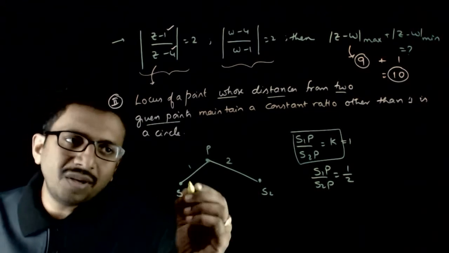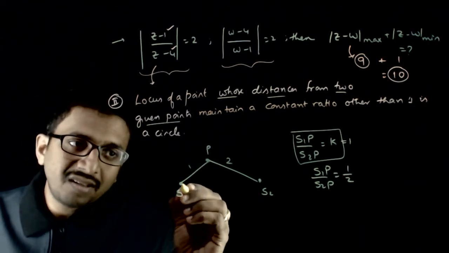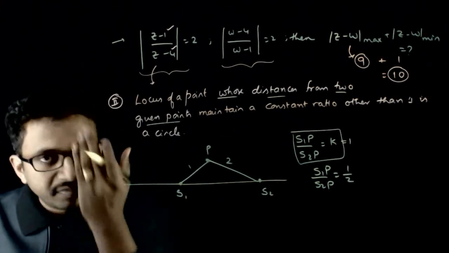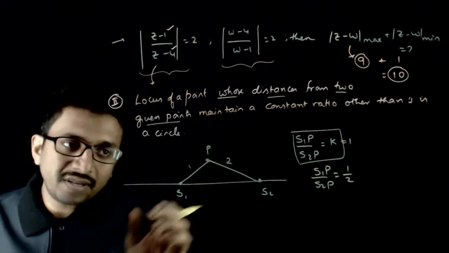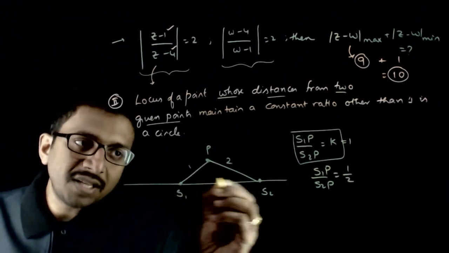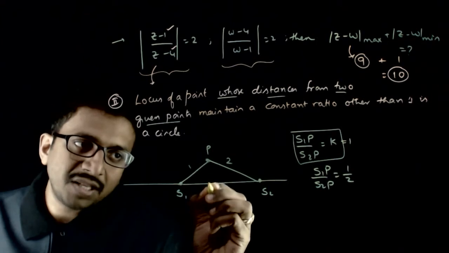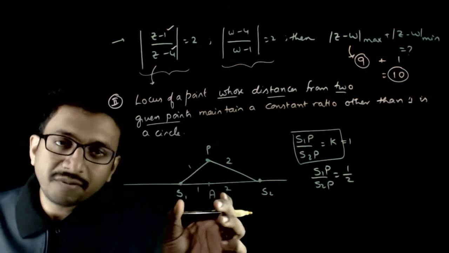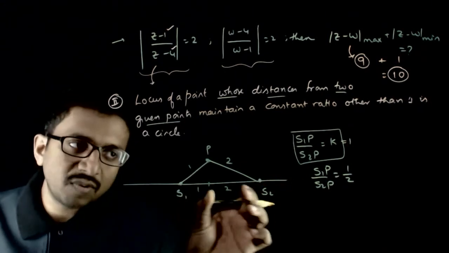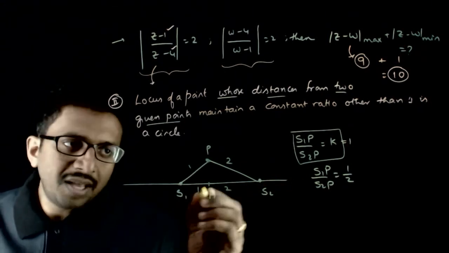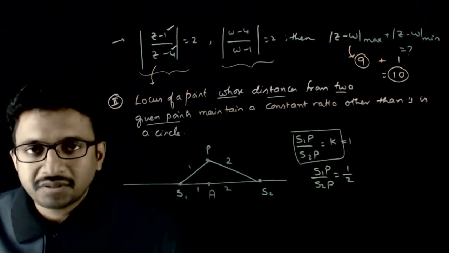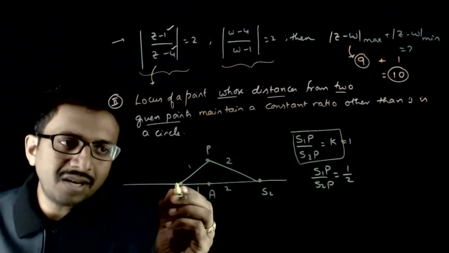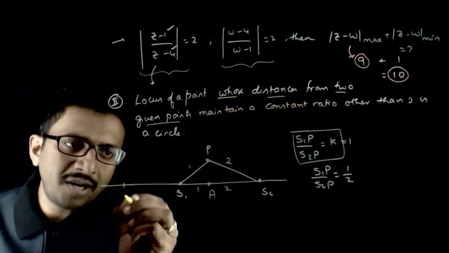Now the circle is very easy to find. The circle will have its center along S1S2. What are the endpoints of the diameter? You just need to divide S1S2 in the ratio 1:2 internally. Now A satisfies this property because AS1 by AS2 is equal to 1:2. Hence, this is a point on the locus. Similarly, you divide S1S2 in the ratio 1:2 externally. Let us take a point B.